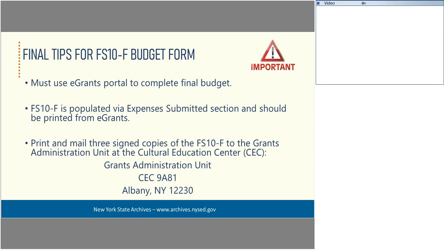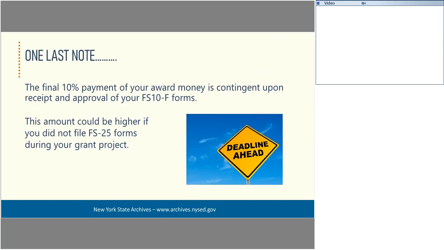Once you've printed 3 copies of the FS10F, then had them signed and dated by your CAO, the forms can then be mailed to us in the Cultural Education Center at the address on this slide. And as you saw, the address is also listed in eGrants. Once your budget forms and other components of the final reports are reviewed and approved by the New York State Archives Grants Unit, your budget forms will make their way to our Grants Finance Unit for processing, and ultimately payment of the remainder of your grant funds.